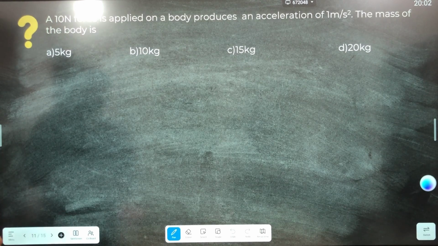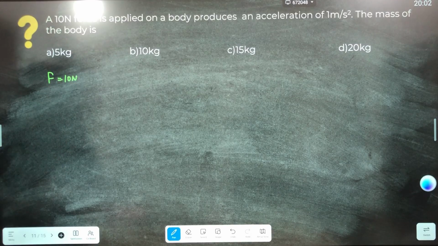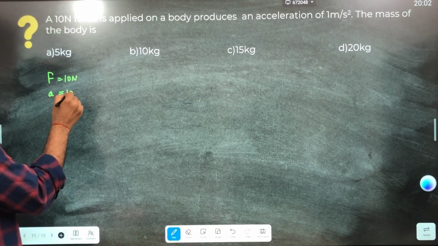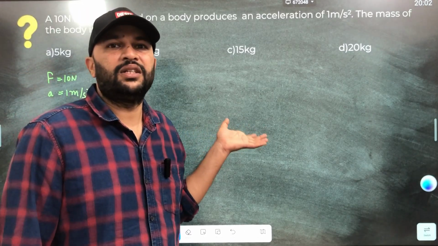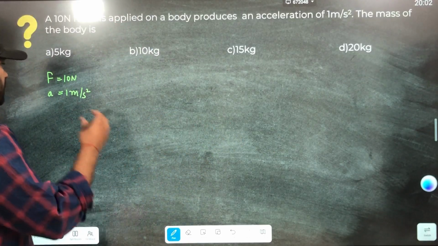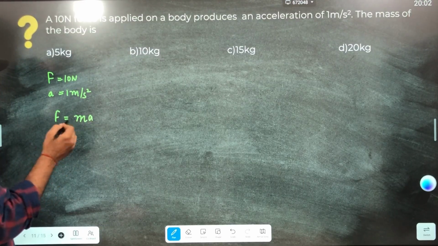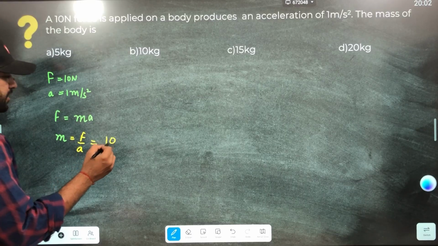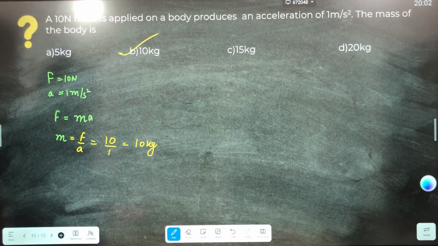Great. Our next problem says a force of 10 Newton is applied on a body and produces an acceleration of 1 meter per second square. What is the mass of the body? Now this kind of problem they can ask you even in 6th or 7th standard, but this was a PYQ. So F equals mass times acceleration, right? So m equals F by a, and our force is 10, acceleration is 1, so mass will be 10 kg straight away. Clear? Okay, let's see the next question.